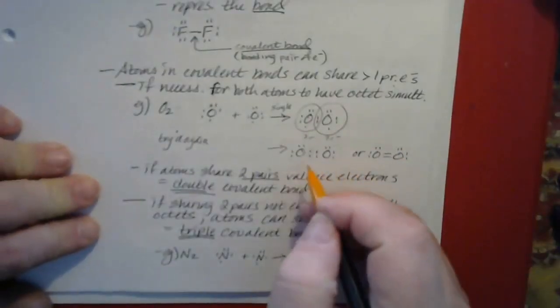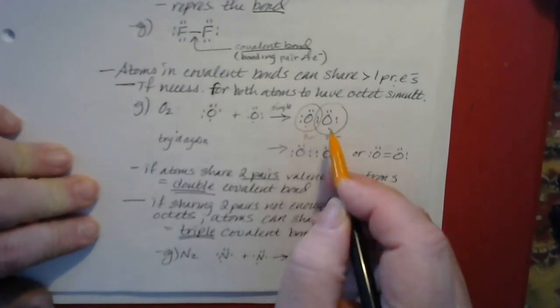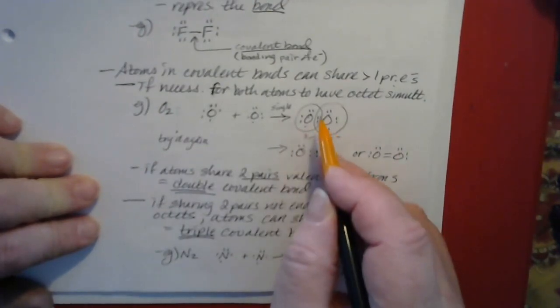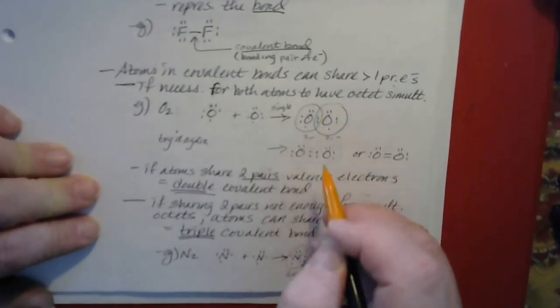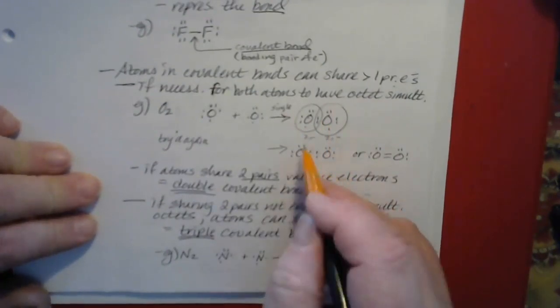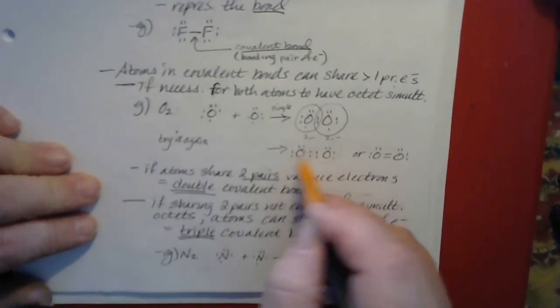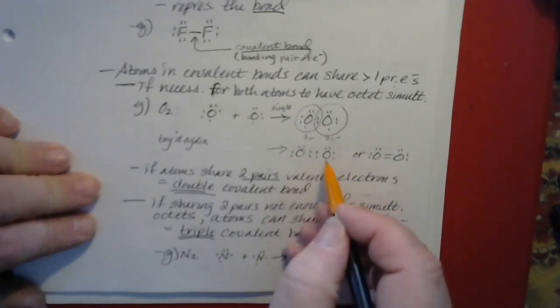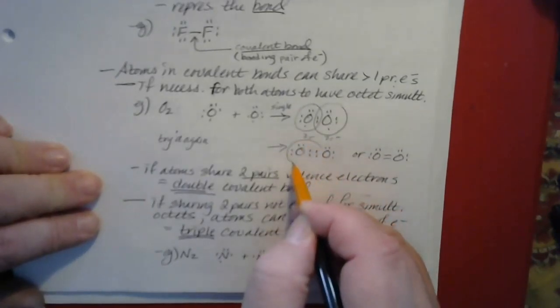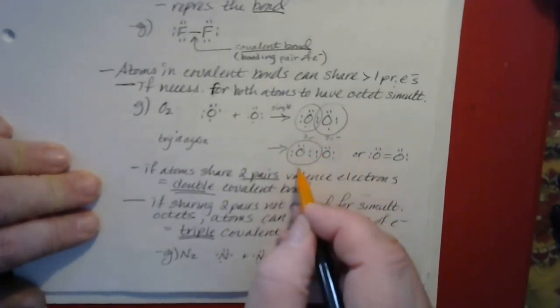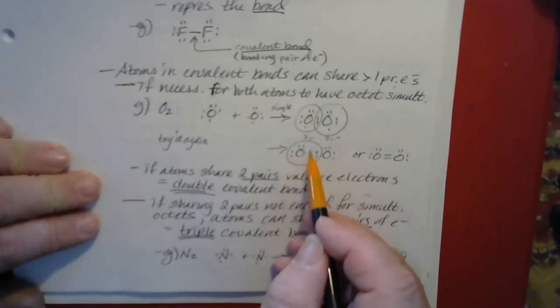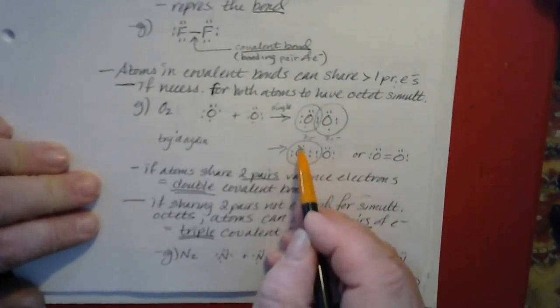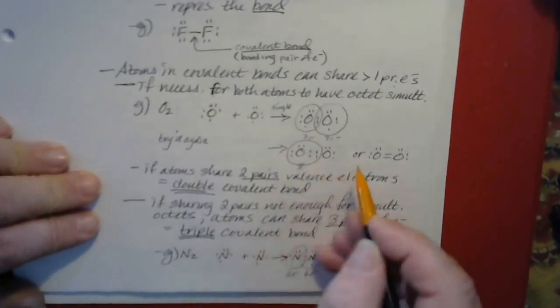So what you end up with is essentially this. These two electrons here on the bottom will now be moved to a position between the two atoms so that they can be shared by both atoms simultaneously, and you have something that looks like this. If you look at the electrons around the oxygen on the left, you'll find that you have 1, 2, 3, 4, 5, 6, 7, 8.